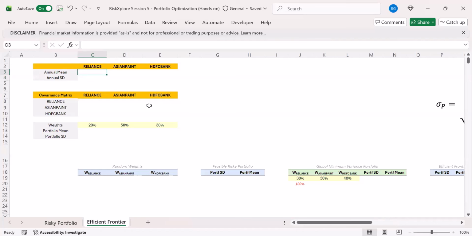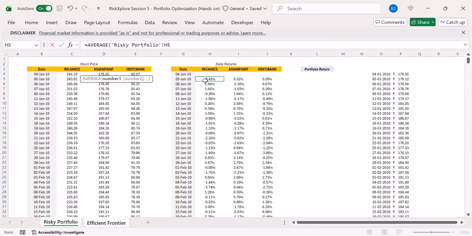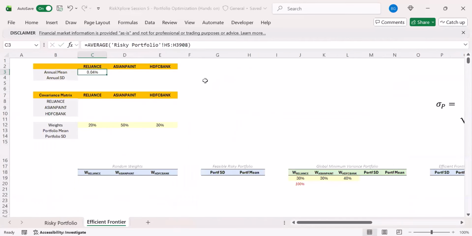So let's see how we can do that. How do we compute the annual mean? For that, we will simply take the average of daily returns. Let's say for Reliance, this is the average daily return. Now what will be the annual return? How many trading days are there in a year? Correct, around 250. To be precise, there are 252 trading days. So this is the average return.